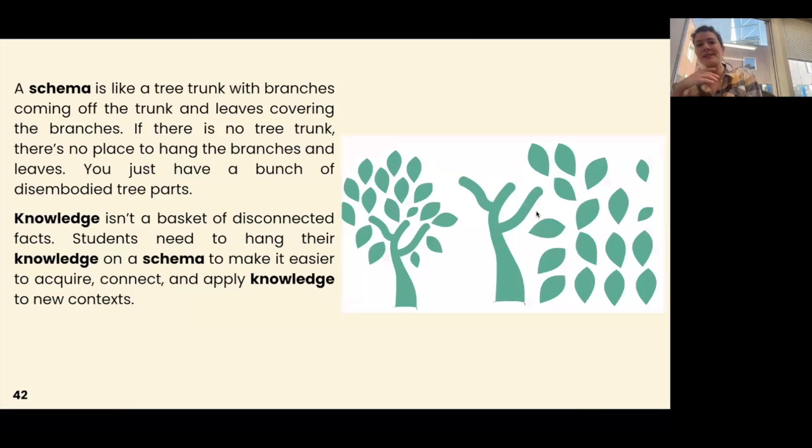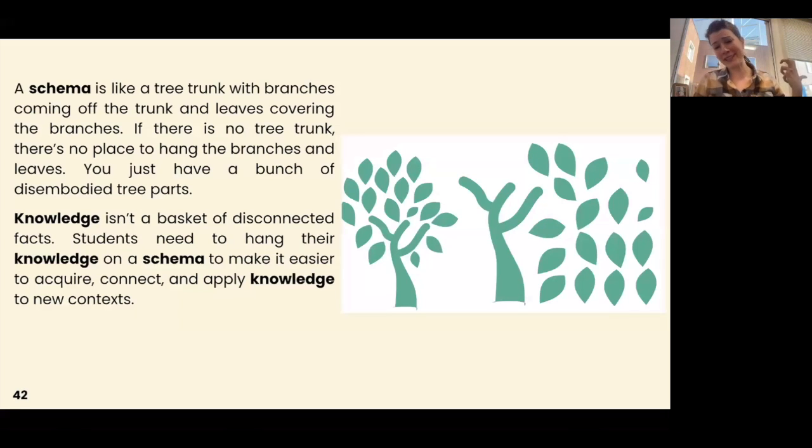Okay, so what are schemas? And this is another way we use different metaphors. Sometimes it's helpful to have multiple metaphors to really understand the concept. So a schema, you could also think of it like a tree trunk with branches coming off the trunk and leaves covering the branches. If there's no tree trunk, there's no place to hang the branches and leaves. You just have a bunch of disembodied tree parts. So again, if you think about systems, the system is like the tree trunk.